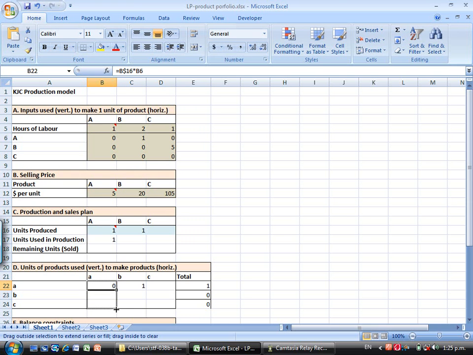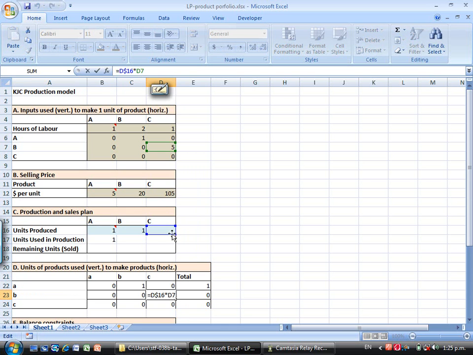Now if we pull this down, then we pull this across, it is now automatically reflecting. And what it's doing here, so if you look at this cell here, the number of units of B consumed to make product C, it is equal to this blue cell here, units of C produced multiplied by the number of units of B required to make 1 unit of C.